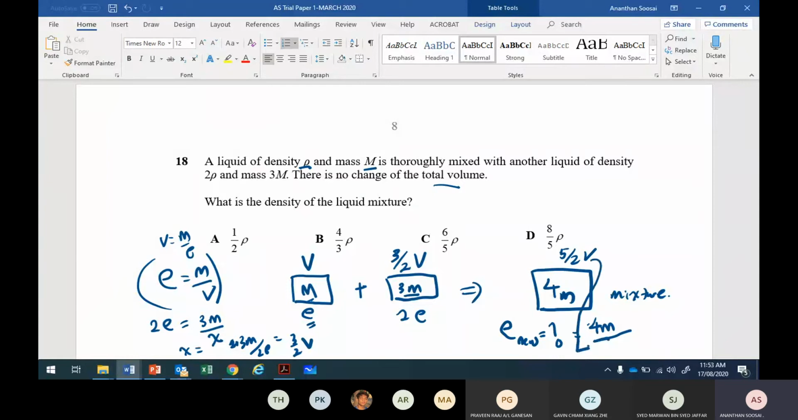Put it inside here to get a new density: 4m over 5 over 2 V. So how much is this? This is 8 over 5 m over V. So what is the new density? M over V is density, so it's rho. So it's 8 over 5 rho. So the answer is D.